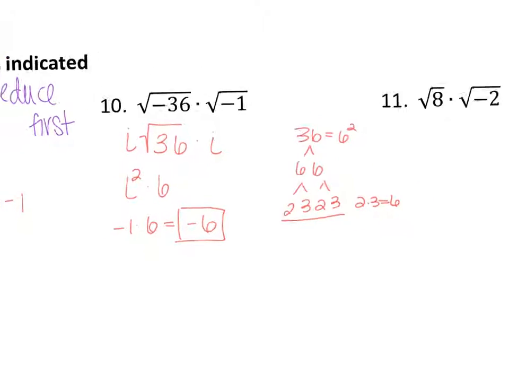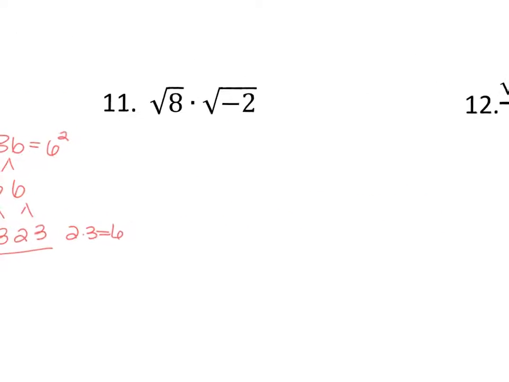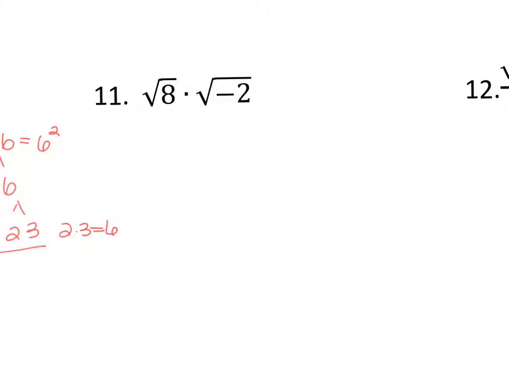All right? What about number 11? Number 11, I want to reduce first. Well, I know 8 can be reduced to 4 and 2, and 4 is 2 and 2. So 2 of my 2's are going to come out. So I have 2 square root 2, because you have your 2's coming out, so you'll have one 2 left in the house.